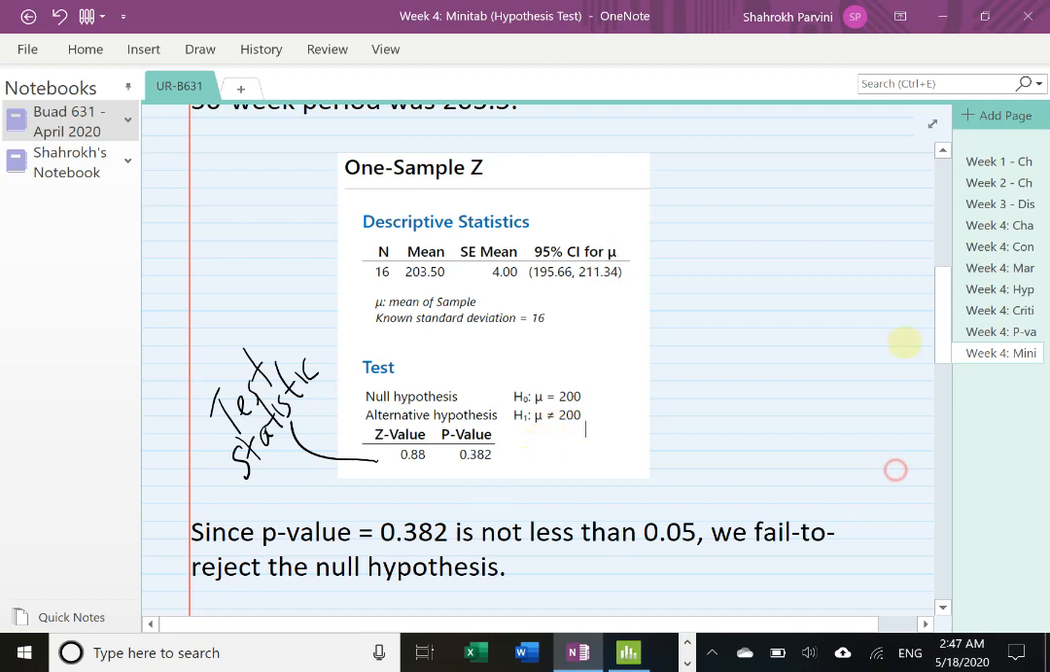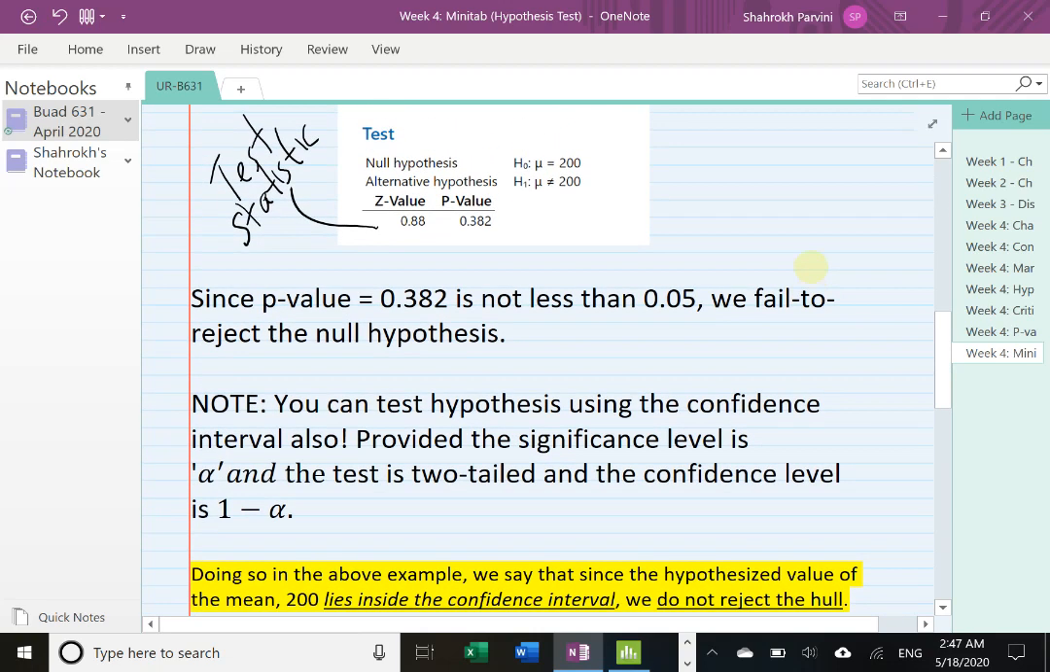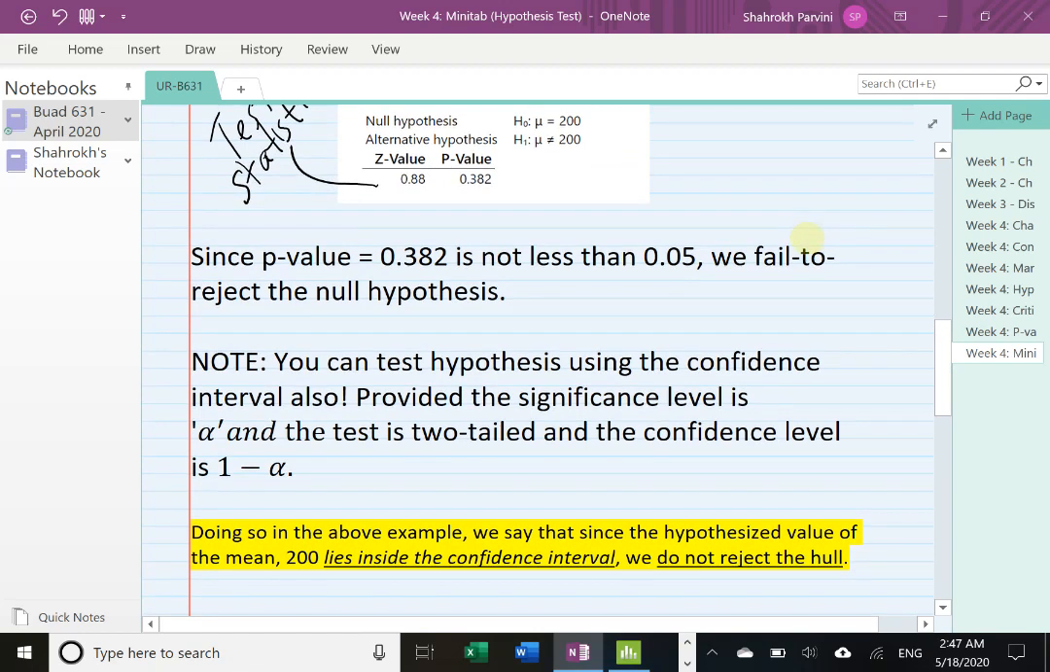All right. So there you have it. And I'll go in StatCrunch and in Minitab and show you how this is done in a minute. So here in yellow highlight I have, because 200 lies inside of that confidence interval, remember 200 must be the hypothesized mean. If it's inside the confidence interval, you don't reject it. If it falls outside, you reject the hypothesis.